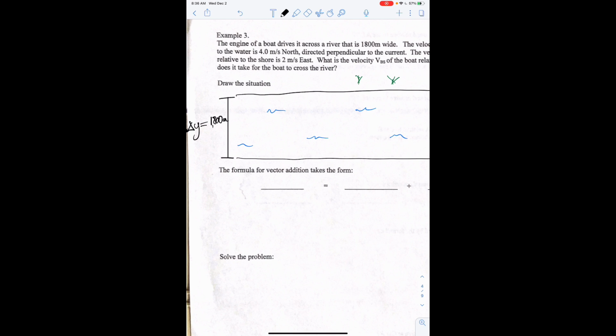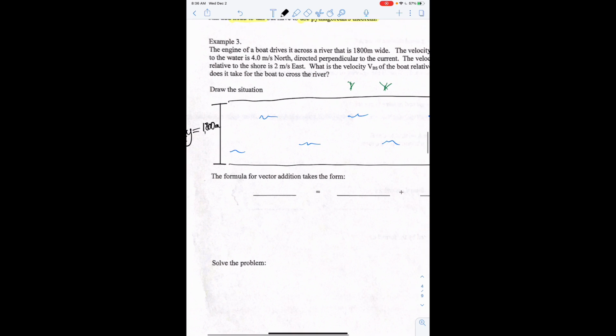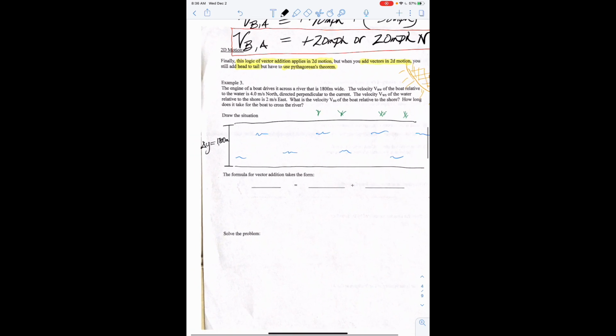It then says the velocity of the boat relative to the water. So this is what the boat would travel if the water wasn't moving, and it's 4 meters per second to the north.